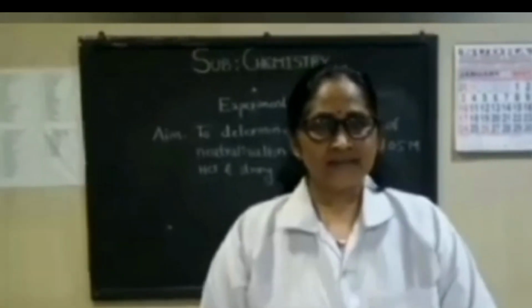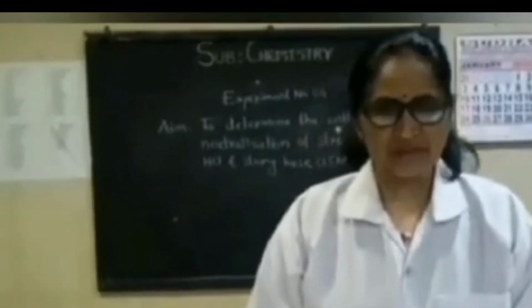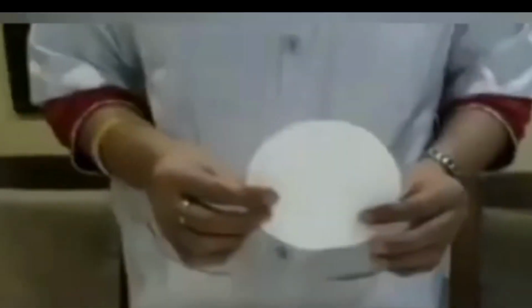Is that clear? Let us see what apparatus we will be using for this experiment. We will take a polythene bottle with a cap that has a hole for inserting a thermometer. We will take a laboratory thermometer, water in a beaker, a measuring cylinder, 0.5 molar HCl and 0.5 molar NaOH, and filter paper to wipe the thermometer.